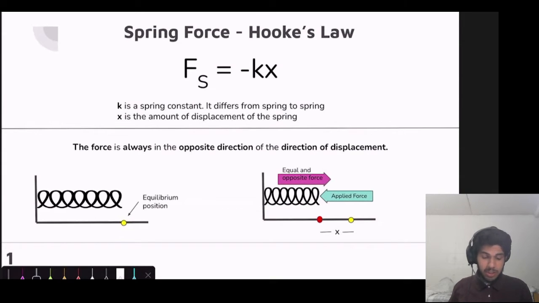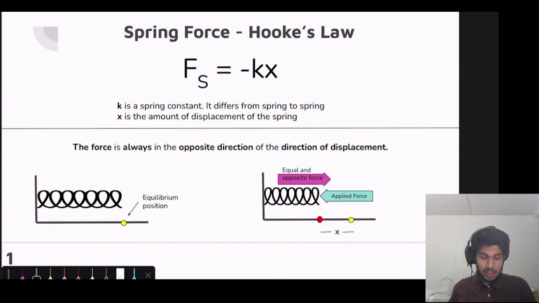Now, with that compression comes a force pointing in this direction, right? The spring is trying to push that object away from it. It doesn't like being compressed. It wants to go back to its equilibrium position, right? Almost everything likes to be in its equilibrium position. So the force is equal and opposite.